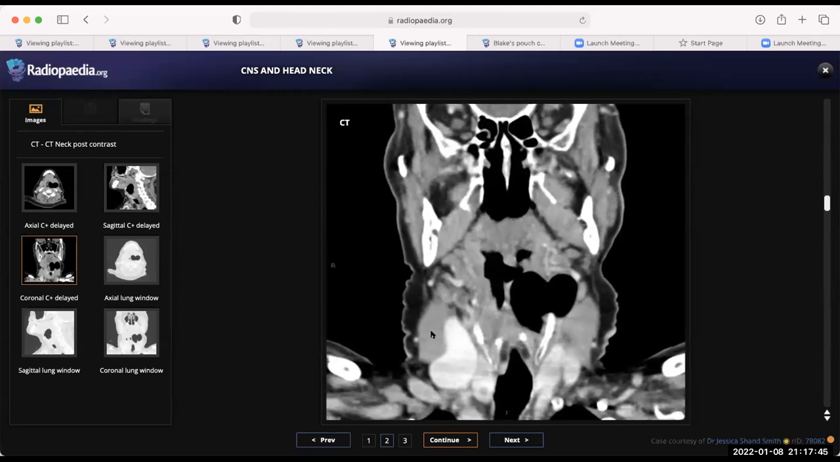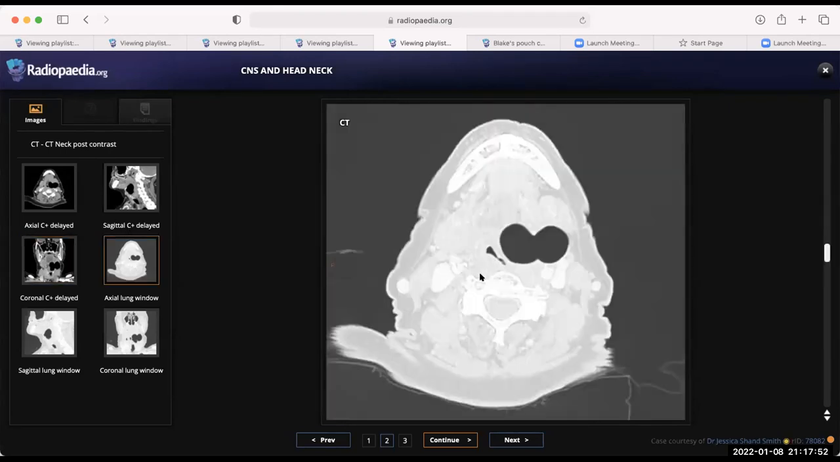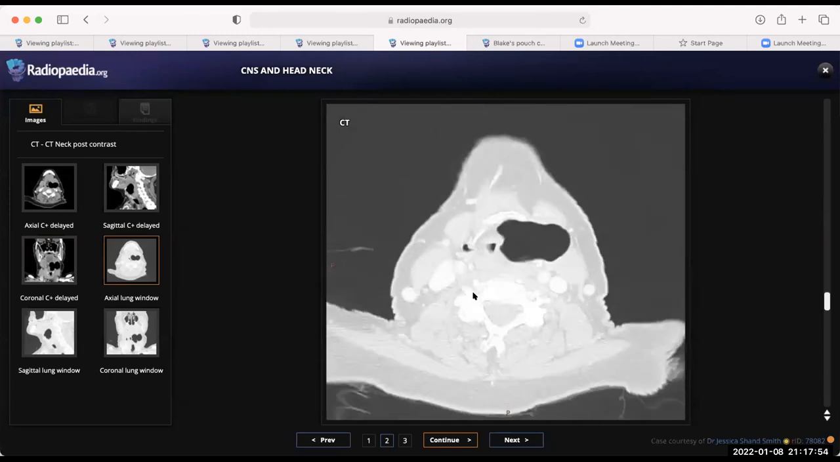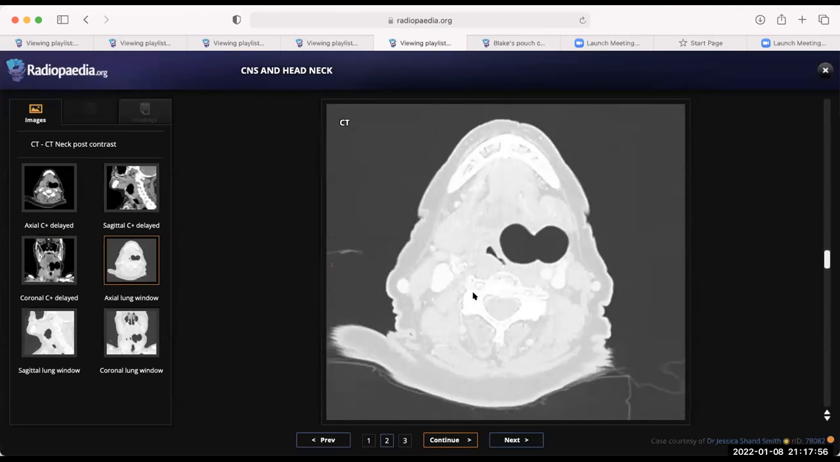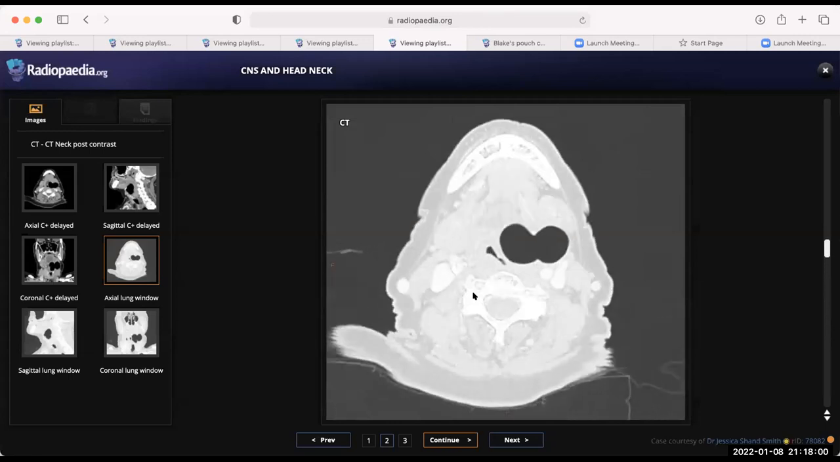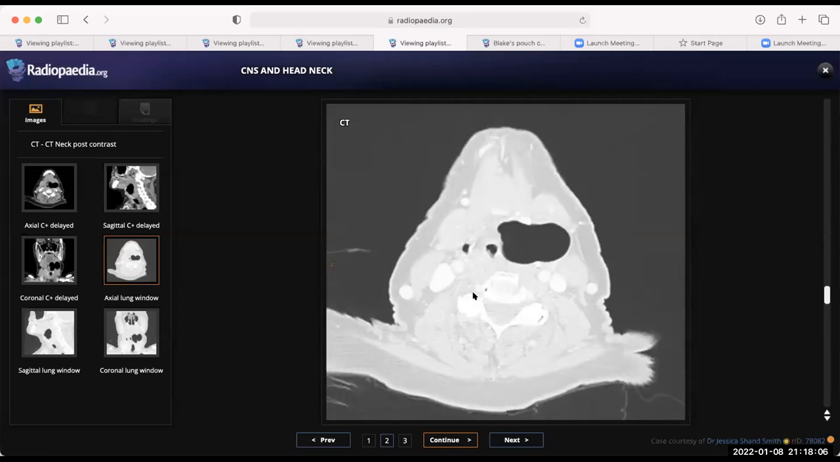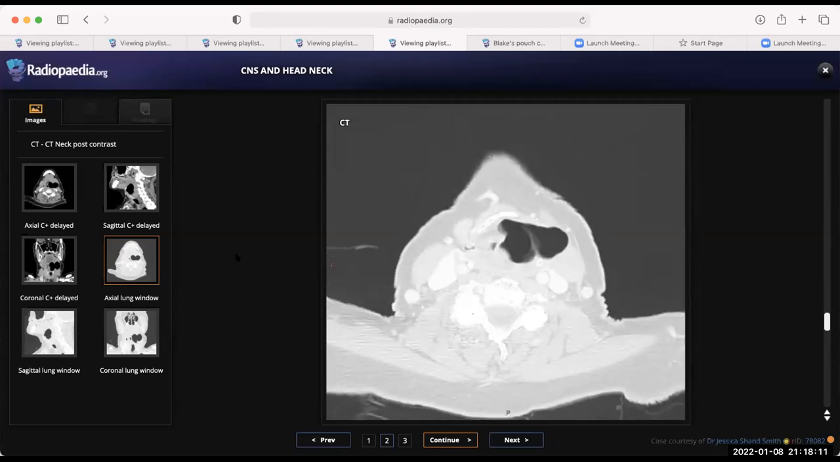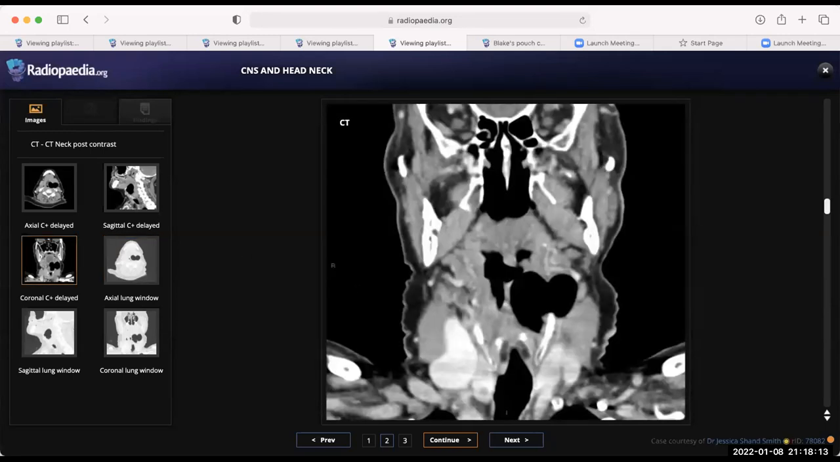What type of laryngocele would you call it? The shape is very irregular. In what category of laryngocele would you place this? Yeah, it's external to the thyroid ligament, basically it's outside the thyroid ligament.